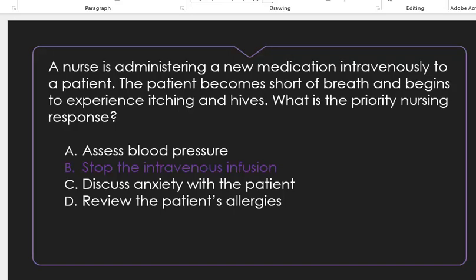Stop the drug immediately, but do not remove the venous access because restarting of an IV is very difficult in severely hypotensive patients. The other options can be done after the new medication infusion is stopped.